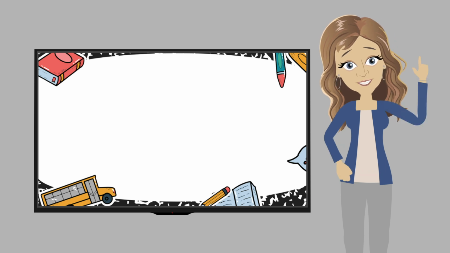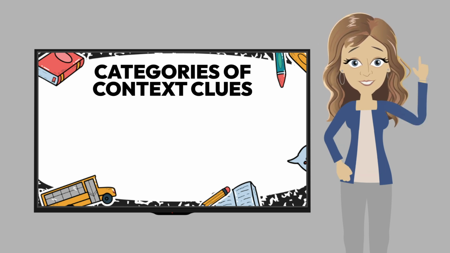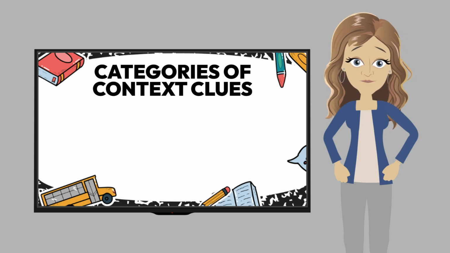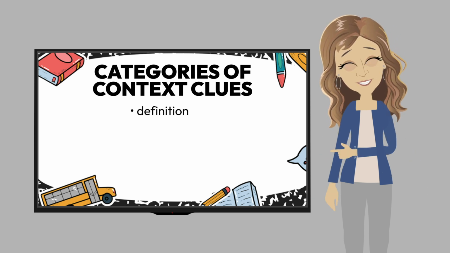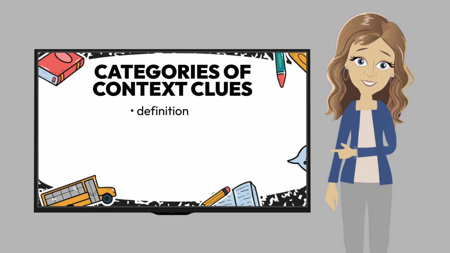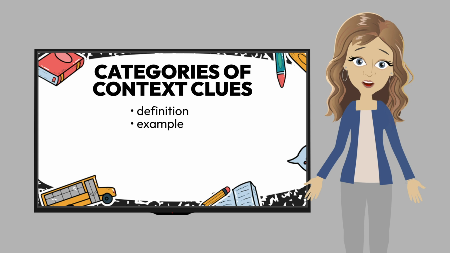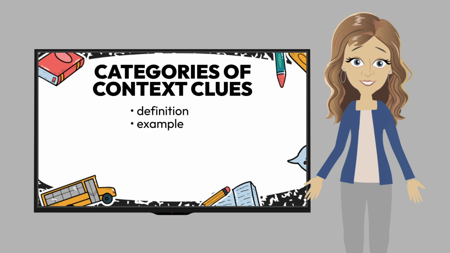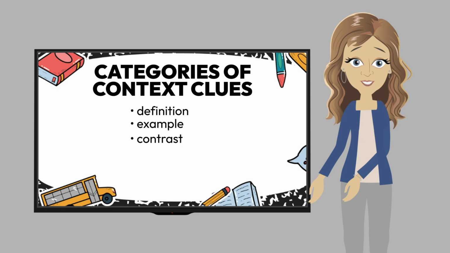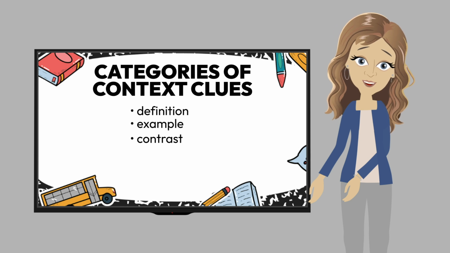You can help students be more aware of these types of context, while also heightening their awareness of the 4 categories of context clues. Definition is where the author has included the definition of the word right there in the text. Example is where the author provides very specific examples that relate directly to the unknown word. Contrast is when the word is contrasted with something else that might be more familiar to the reader.